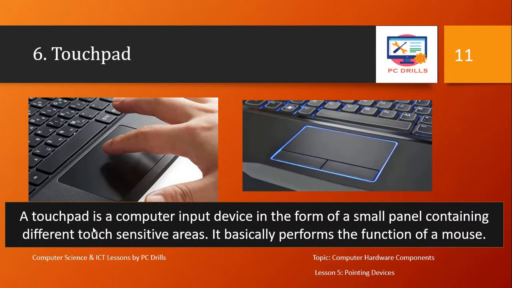We have a touchpad. I can say generally everybody that uses a laptop uses a touchpad. With a touchpad, you just put your finger and swipe it in any direction. The mouse pointer follows the same. The definition here is: a touchpad is a computer input device in the form of a small panel containing different touch sensitive areas. It basically performs the function of a mouse.